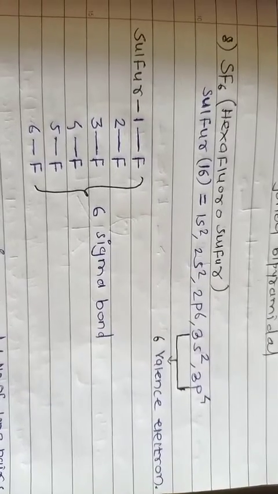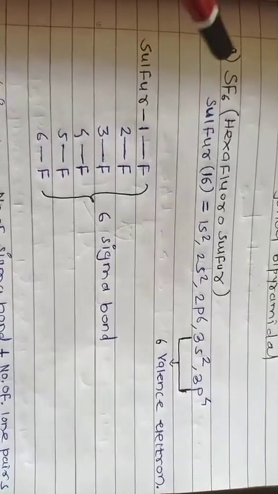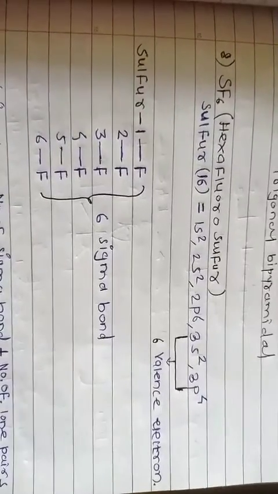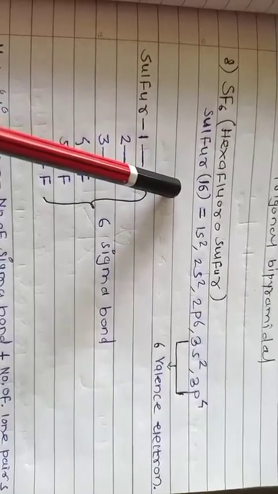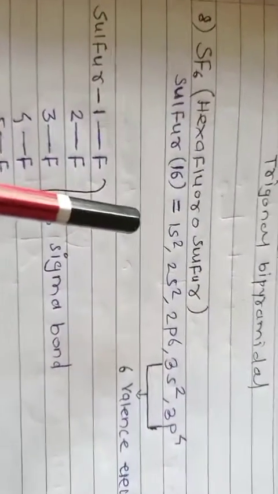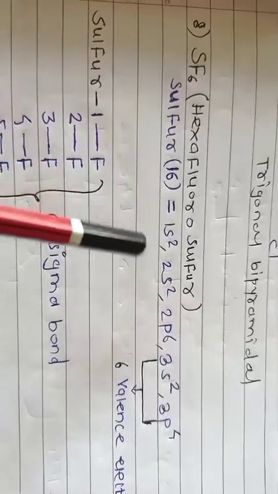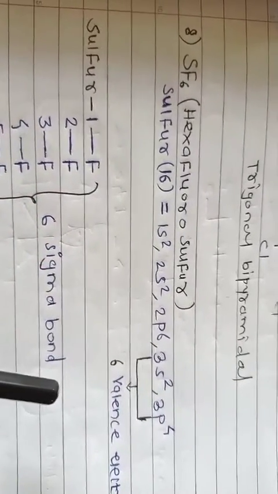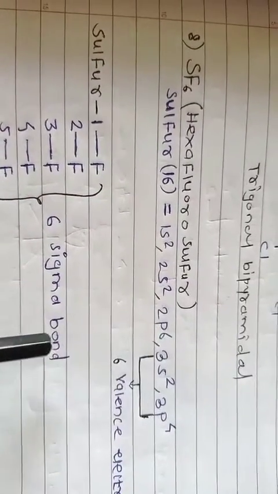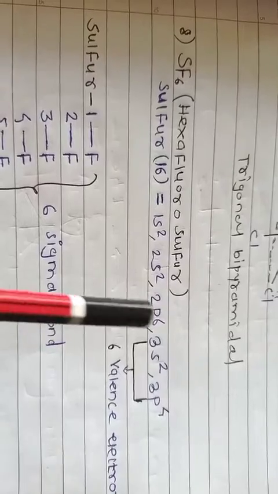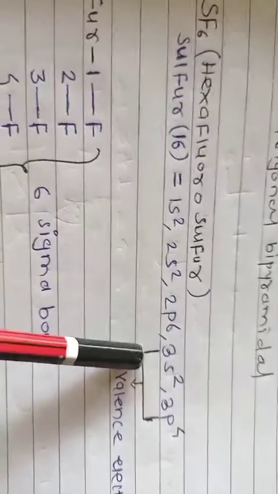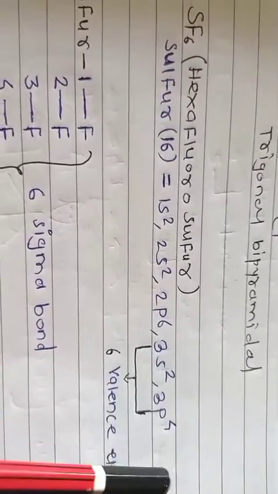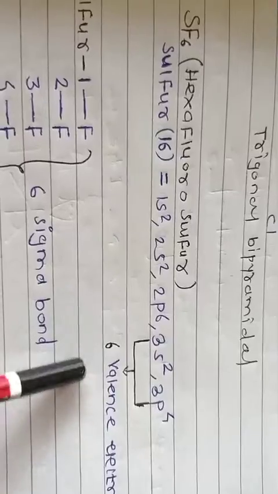Now take another example, example number 8, hexafluorosulfur. In hexafluorosulfur the sulfur atom is the center atom. We know the atomic number of sulfur is 16. So the electronic configuration is 1s2 2s2 2p6 3s2 3p4. So there are a total of 16 electrons. We know valence electrons are nothing but the electrons present in the last shell. So the last shell is the third shell. The third shell carries a total of 6 electrons, s carries 2, p carries 4, that is 2 plus 4, 6 valence electrons.